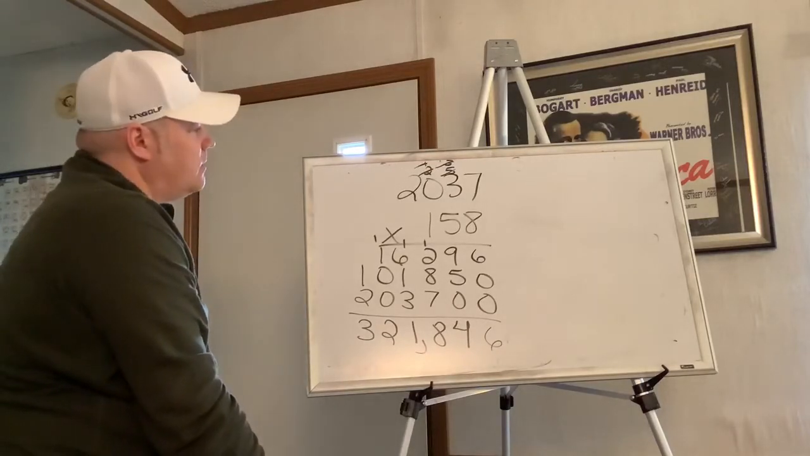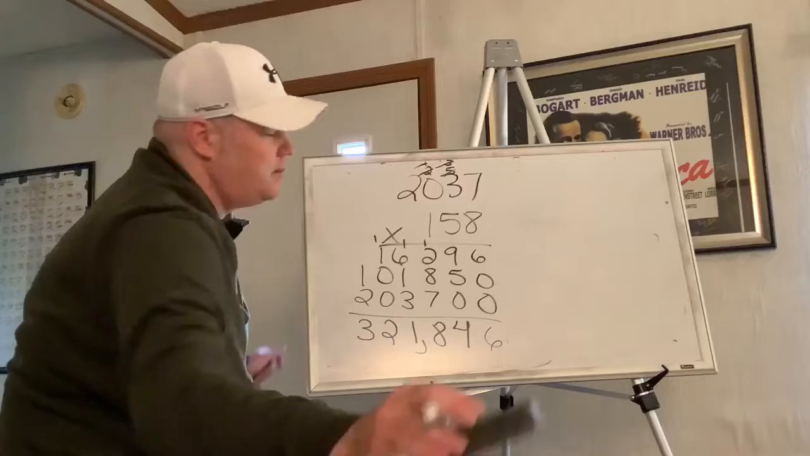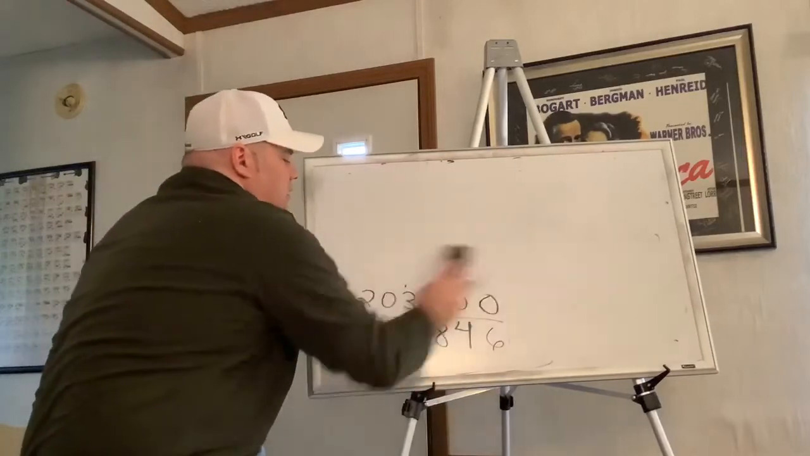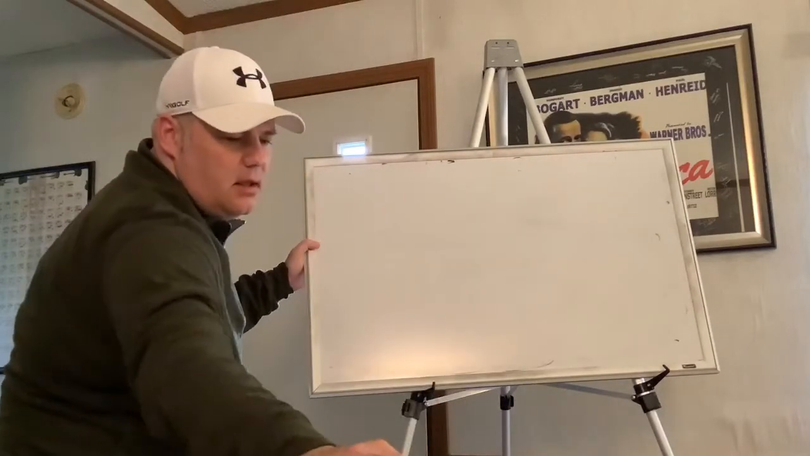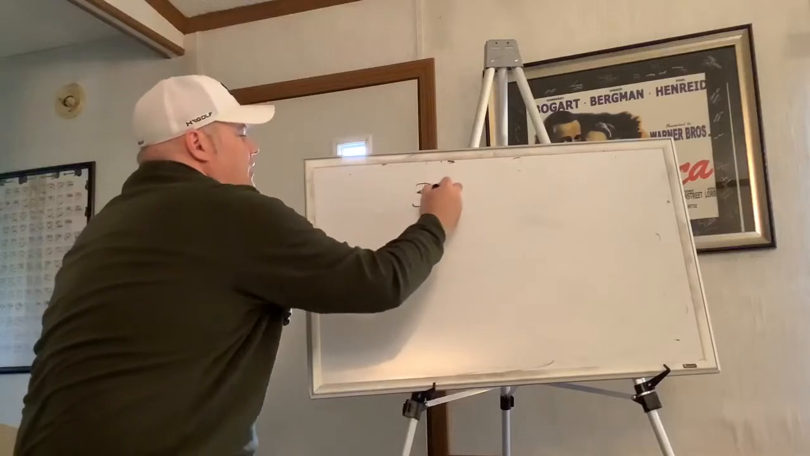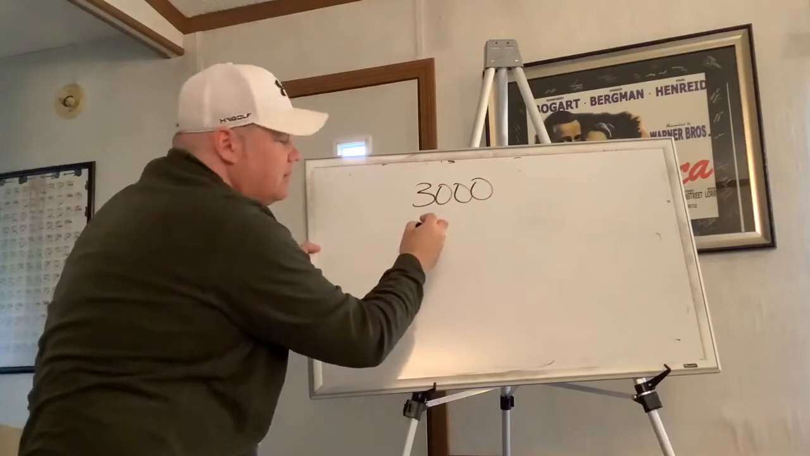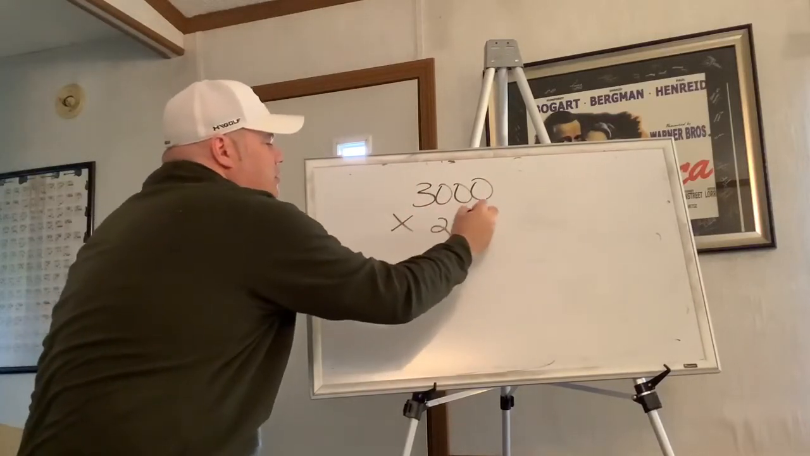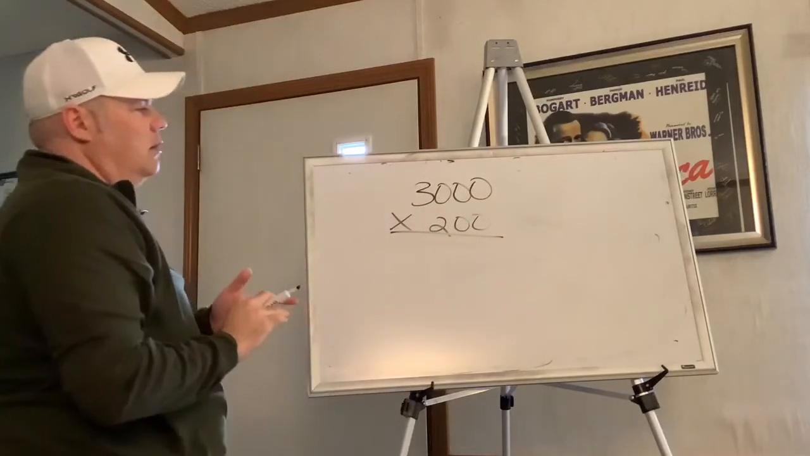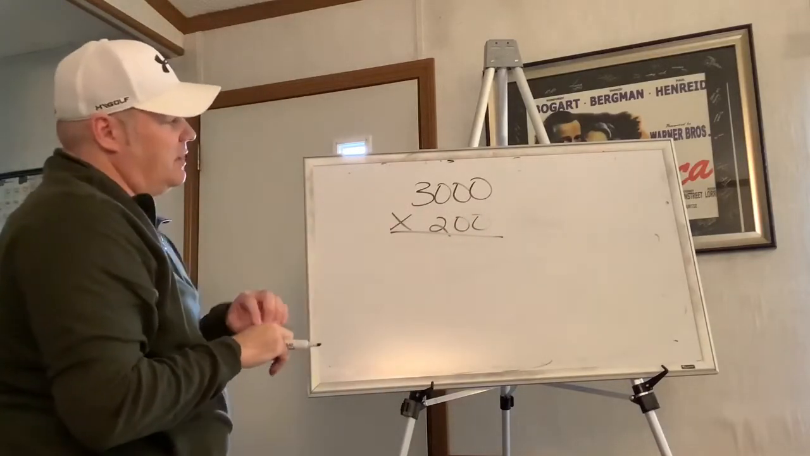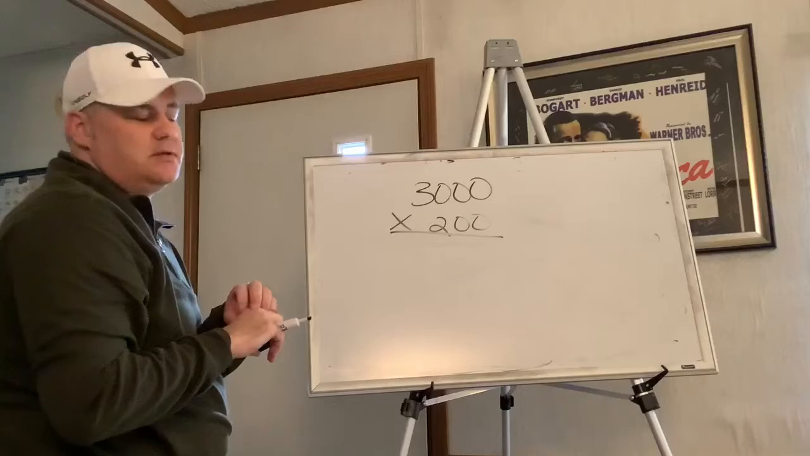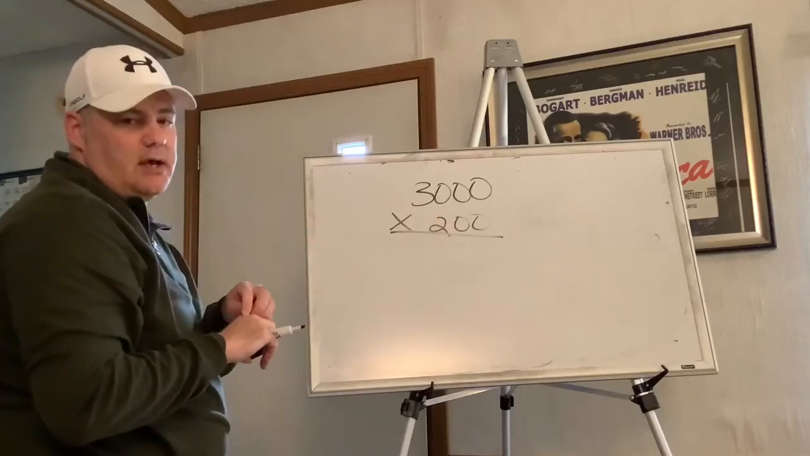321,846. Okay, one last one with the bigger multiplication. And we've got a lot of zeros. I'm going to put one in with a lot of zeros going in to show you that you've got to be really careful when they get this big to keep your zeros. Now we can still use the shortcut.